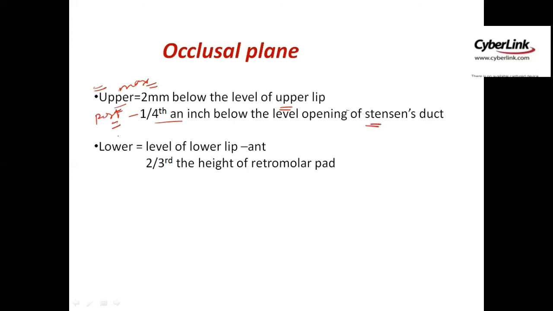In case of the mandible, the occlusal rim should be at the level of the lower lip anteriorly, and posteriorly at 2/3 the height of the retromolar pad.